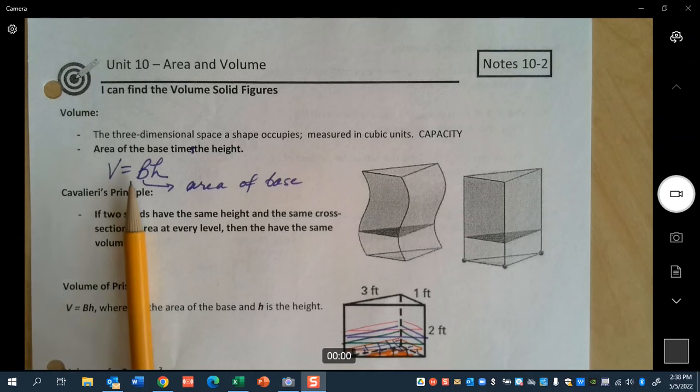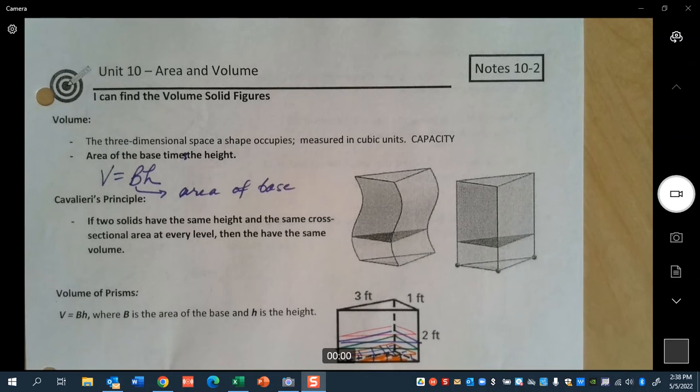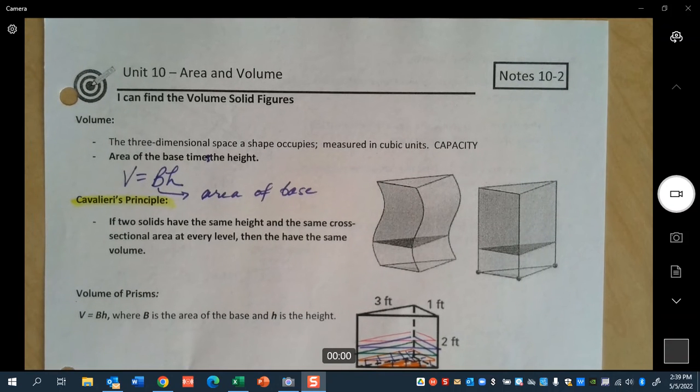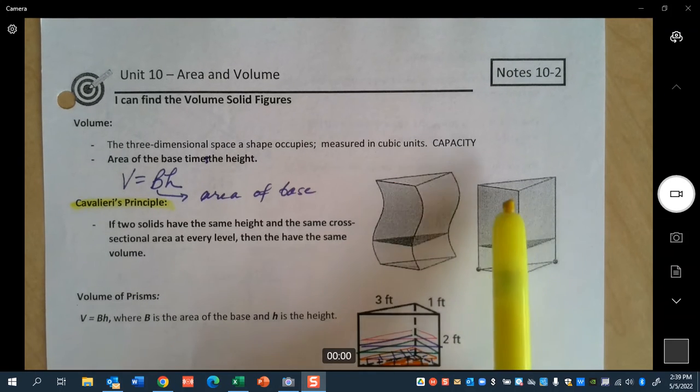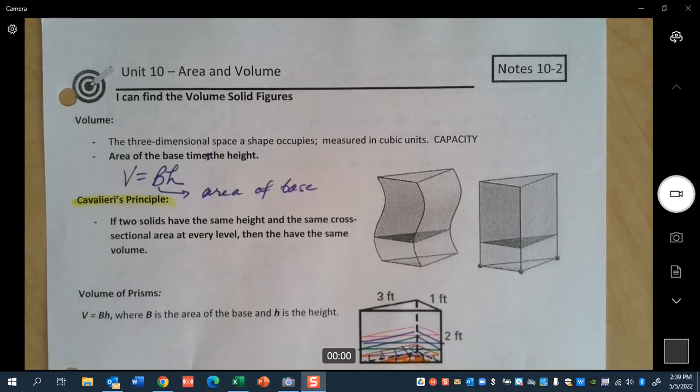So an interesting conversation is called Cavalieri's principle. Cavalieri was a mathematician who said if you have two solids that have the same height and the same cross section at every area, then they have the same volume. I want you to think about if I had a stack of books stacked up and some of the books were off center or not quite exactly right, no matter what, that volume, that capacity is constant.